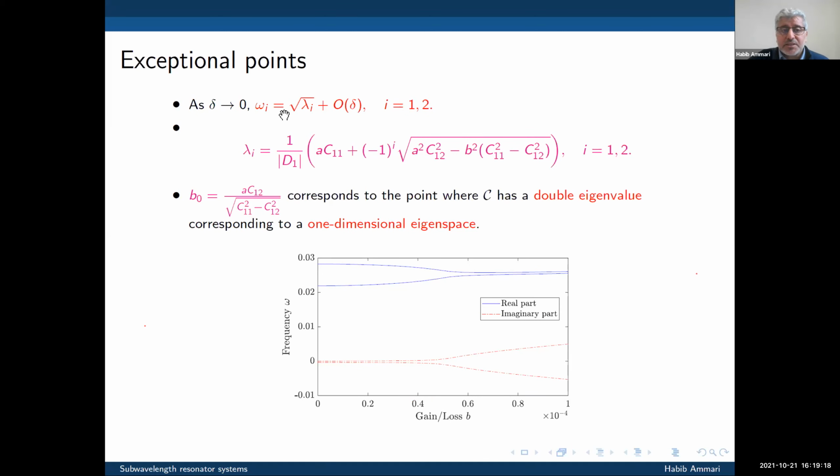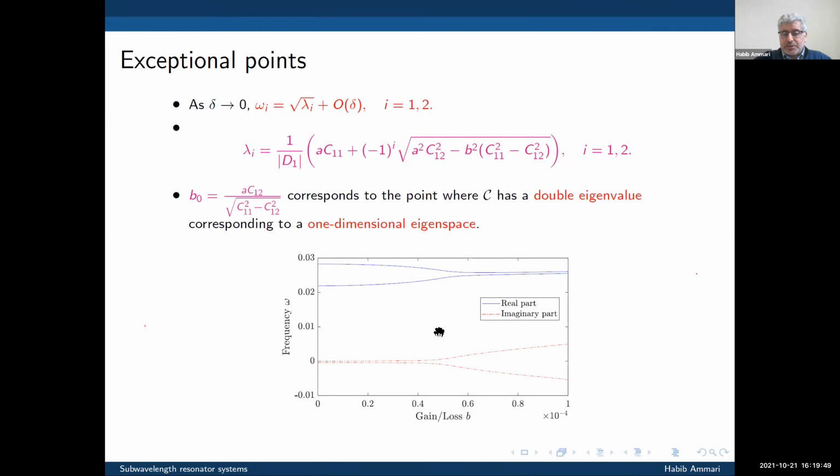It's very simple. We know that the resonant frequencies are complex square roots of the eigenvalues of the capacitance matrix. There is an explicit formula for this, and you can see that the eigenvalues coincide if B is chosen such that this guy is equal to 0. If B has this value, this corresponds to a point where the capacitance matrix has a double eigenvalue, and we can check that the corresponding eigenspace is of dimension 1.